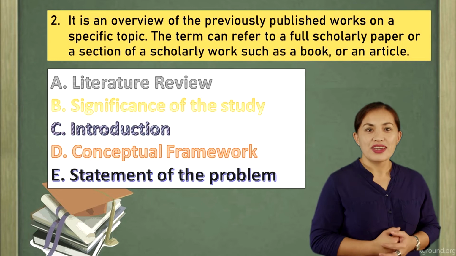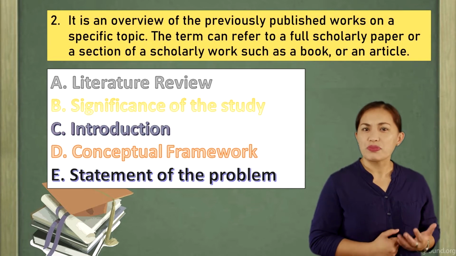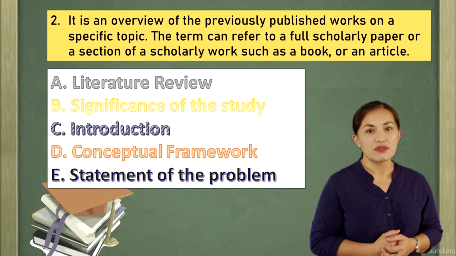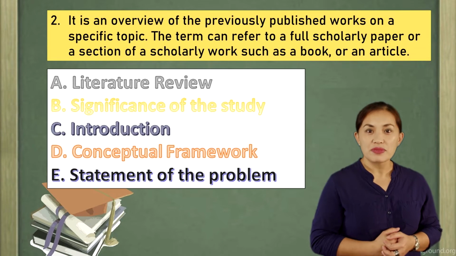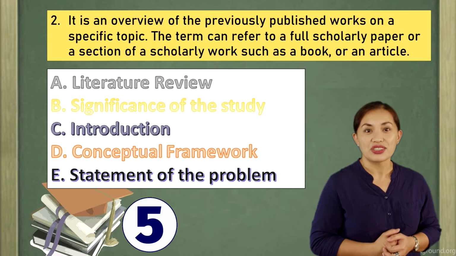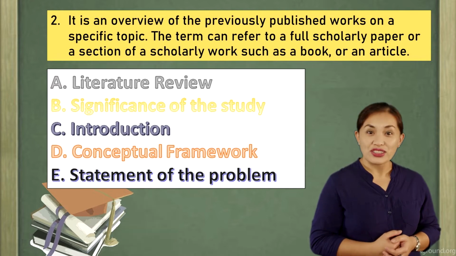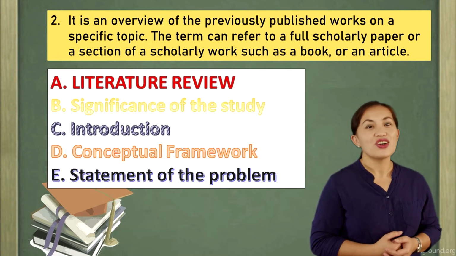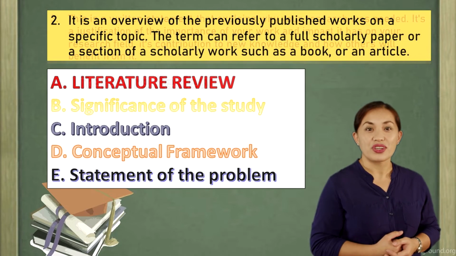Number 2. It is an overview of the previously published works on a specific topic. The term can refer to a full scholarly paper or a section of a scholarly work such as a book or an article. If you answered literature review, you are correct. Let's go to number 3.